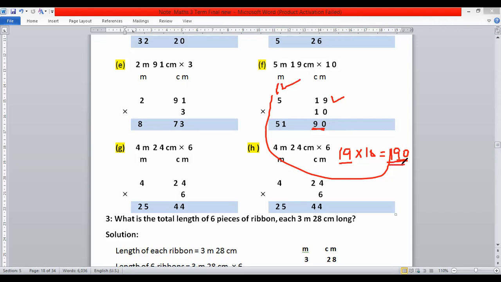These are 190 centimeter, right? 90 centimeter here, and this is 100 centimeters, mean 1 meter. So we write 1 here. Simply you can say, write first two digits here and third digit carry. After that 10 multiplied by 5. All of you know that 10 fives are 50 plus 1, 51.